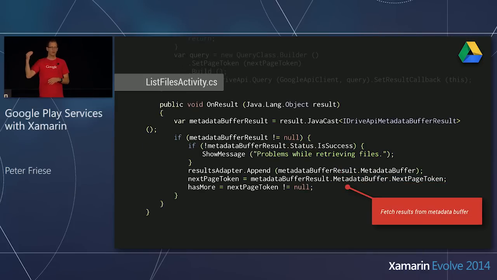So in the onResult method, you get a result. You need to cast this over to a Drive API metadata buffer. And then you can have a look into this metadata buffer and fetch the result. So what we do is we basically get the buffer, and we get the next page token so that we know how to get to the next page full of data. And then we have a look if we actually have a next page token, so we know if there is a next page or not.